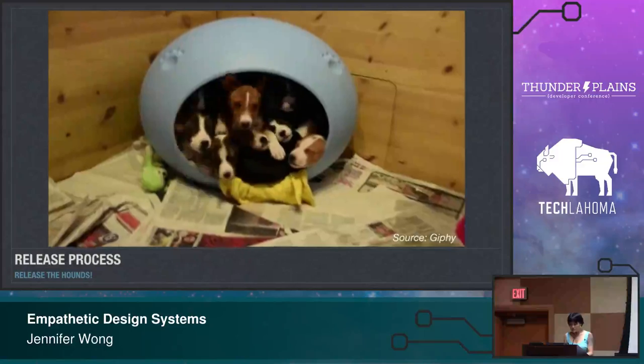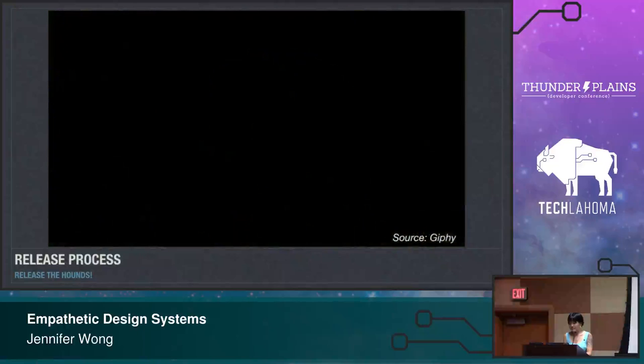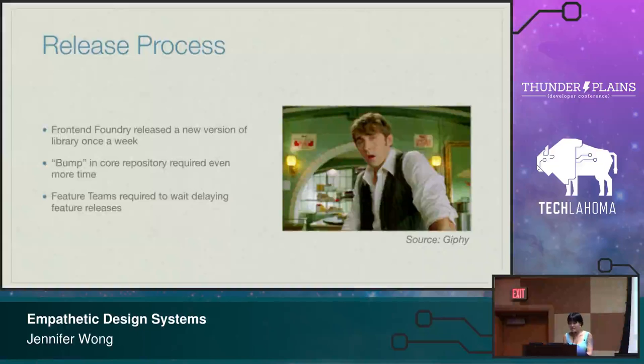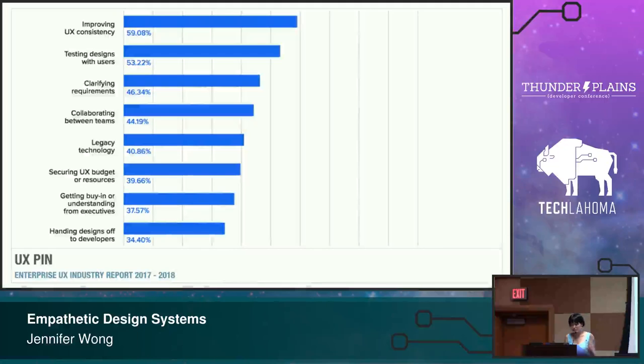Another issue that we ran into was our release process. The way it worked was that our front end foundry team would release a new version of a library once a week. And then they would bump that library in the core repository, which required even more time. So that meant that feature teams were required to wait, and that would delay the features from being released. Okay, so those are all the issues that we were running into.